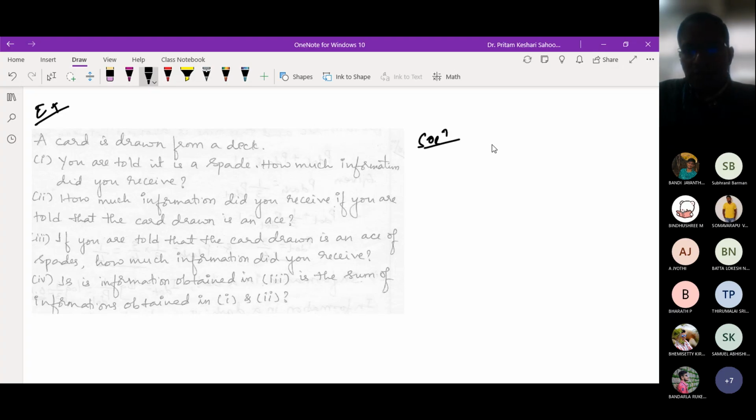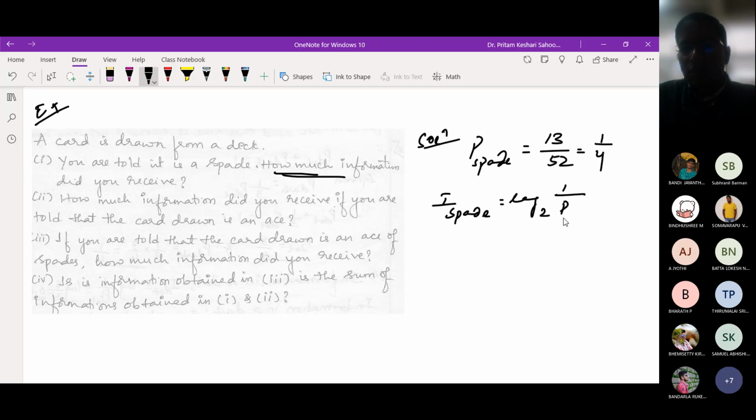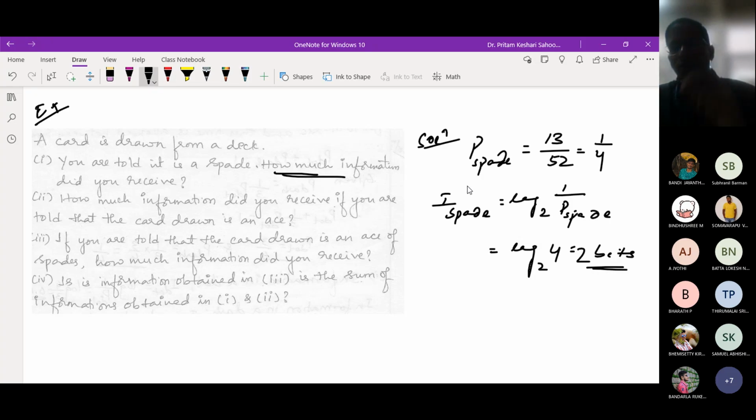I'm writing here the solution. The probability that you got a spade: there are 13 spades out of 52. In the deck, there are 52 cards. So it will be 1 divided by 4. So the probability of spade is 1 divided by 4. Then the question is, how much information did you receive? We can calculate the information of spade, that equals log base 2 of 1 divided by the probability of spade, that equals log base 2 of 4, that equals 2. The unit is bits. This much information is present when you took a card and the card is a spade. This is the answer to the first question.